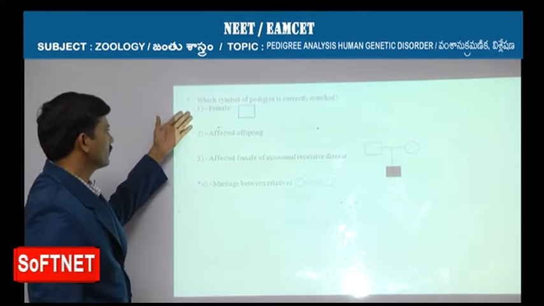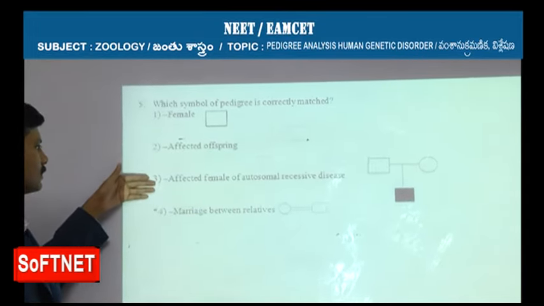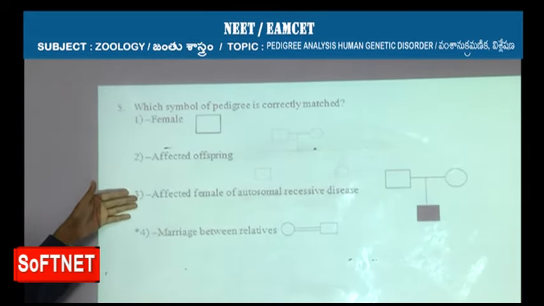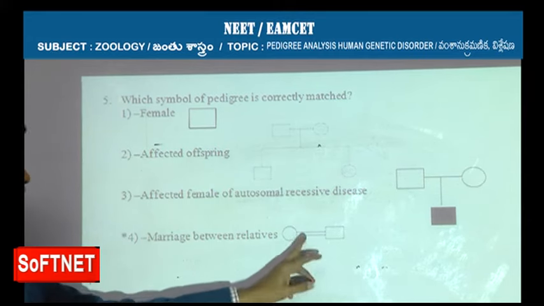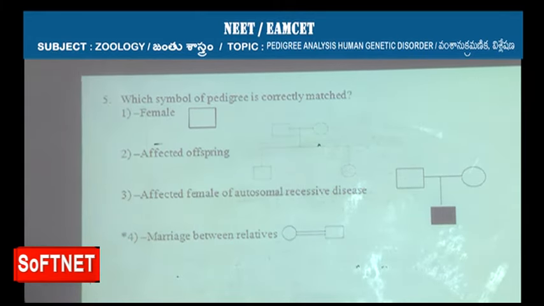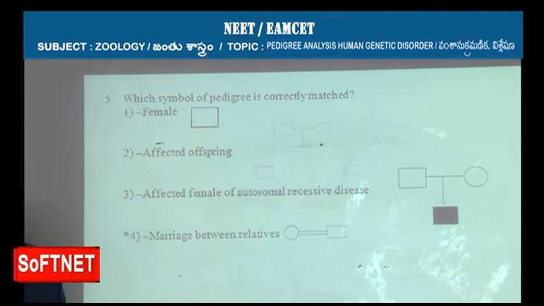First one is a square, it is wrong. Then the second one is the affected offspring, which is given, and in the third one, the affected female should be autosomal recessive trait, and it is actually the male that is given. Here it is a female, that is optional. Then in the fourth one, marriage between relatives, and yes, both the male and female symbols are joined by means of two horizontal lines. Of course, it is between close relatives, and they are called consanguineous marriages.